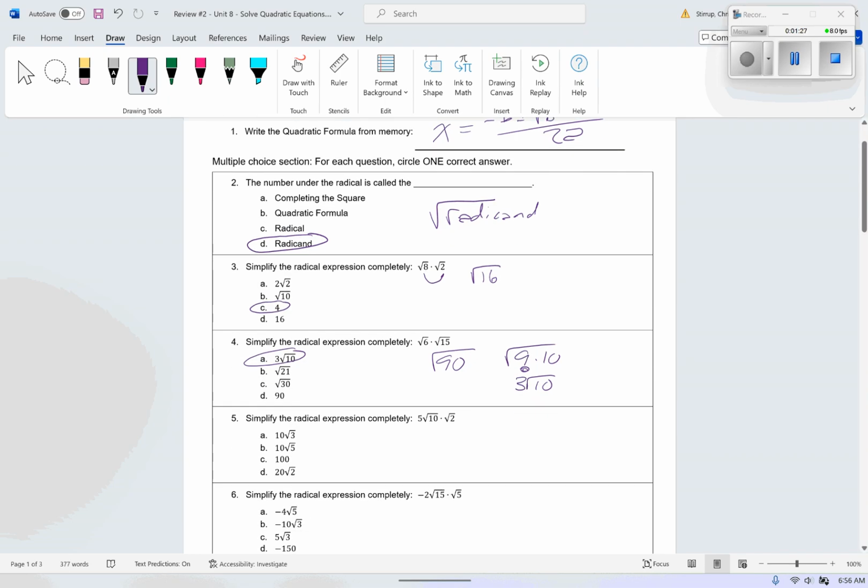Okay, the 5 outside is going to stay there. I'm going to multiply underneath, so the 10 times 2 is 20. I can break root 20 down into 4 times 5, which is going to give me 2 root 5. But remember that 5 outside and that 2 is outside, multiply them together. So that's going to give me 10 root 5 for an answer.